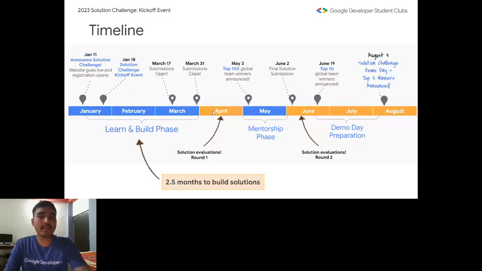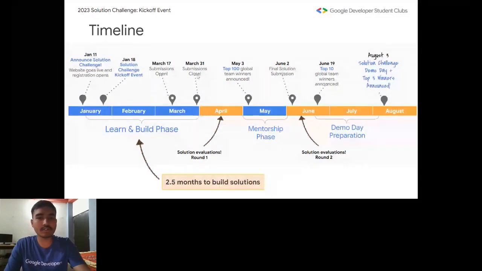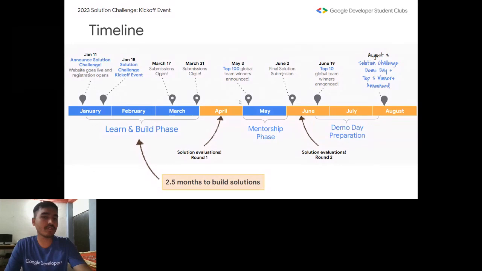After that, in the month of April, there will be an evaluation time. The whole month, evaluation of your submission will be done, and in the month of May, 3 May, the top 100 winners will be announced globally. You all are submitting your prototypes. If you get selected in the top 100 globally, you will be getting a mentorship.